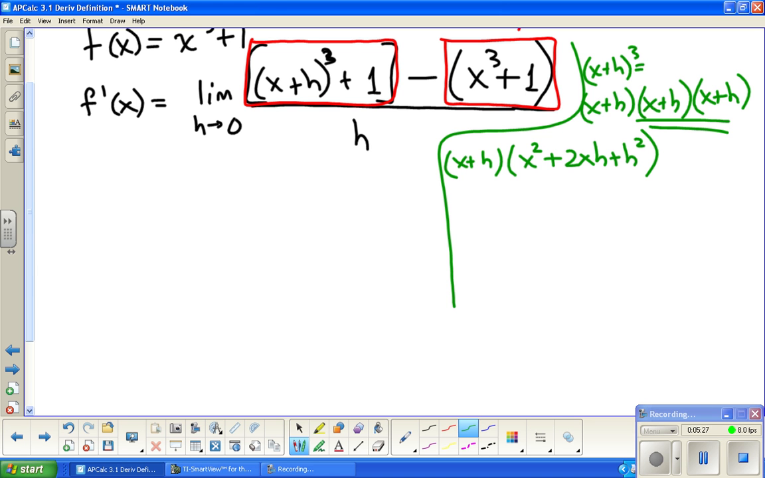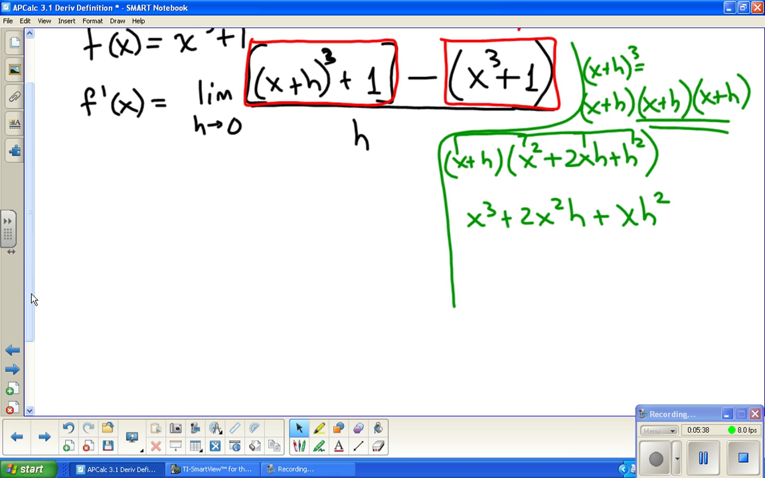Okay, now I need to distribute the x, and it's got to come across all 3 of these. Okay, then I need to distribute the h, and again, it has to come across all 3 of these, and I'm going to line up like terms as I'm going along. So this first one is hx squared, also known as x squared h, times 2xh, and then h times h squared.